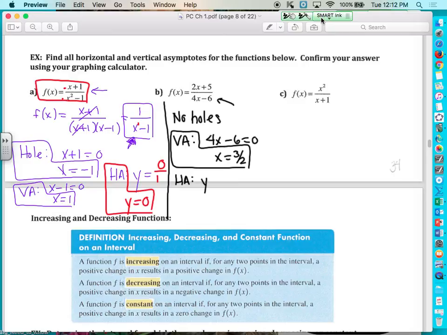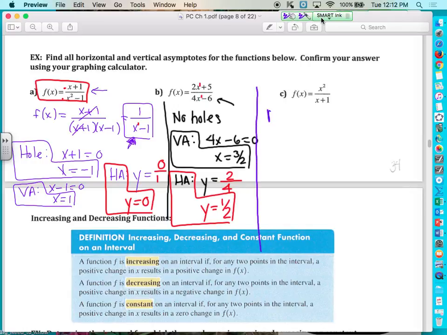And then horizontal asymptote. Highest power for x is x to the first. For this one, I have an x to the first in the top, I have an x to the first in the bottom. I have 2 of those x's in the top, I have 4 of those x's in the bottom, which is 1/2. So horizontal asymptote at 1/2.